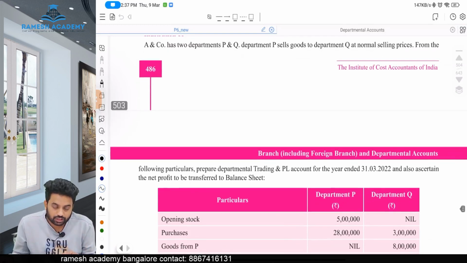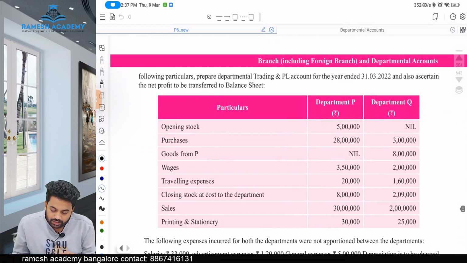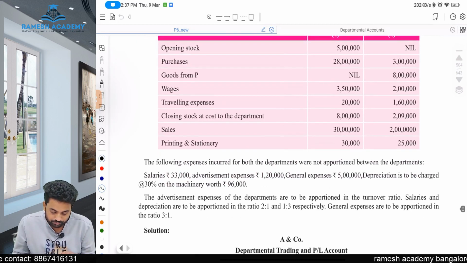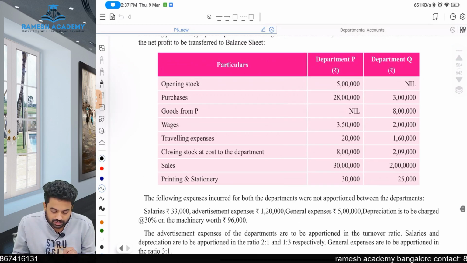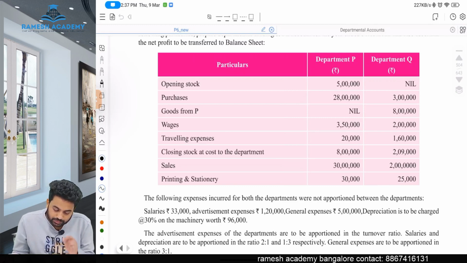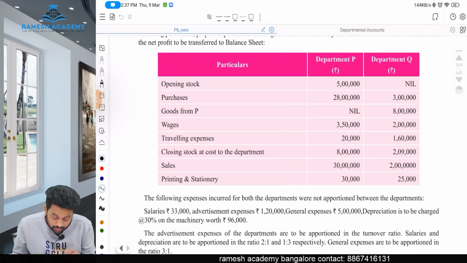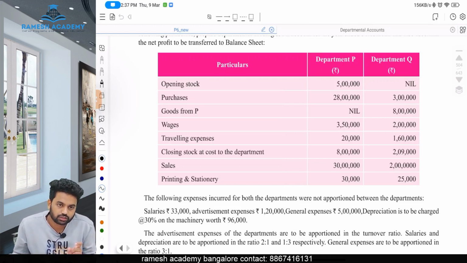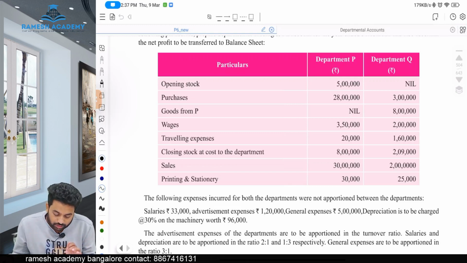From the following particulars, prepare a departmental trading and P&L account for the year ended 31/3/2022 and also ascertain the net profit to be transferred to the balance sheet. They have given opening stock 5 lakh and nil, purchases, goods from P, wages, traveling expense, and closing stock at cost to the department. It is not at cost, it is cost to the department. For department Q, whatever the price at which P sends, that itself is a cost.